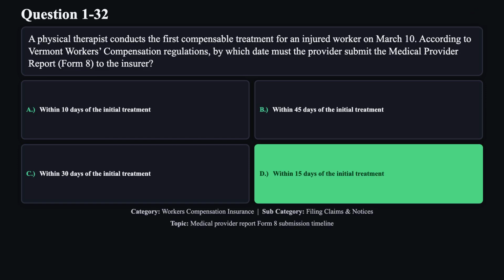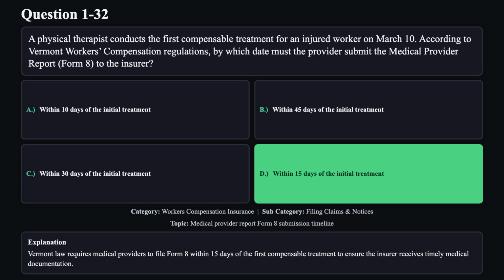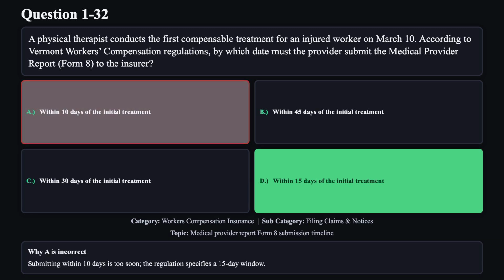The correct answer is D. Vermont law requires medical providers to file Form 8 within 15 days of the first compensable treatment to ensure the insurer receives timely medical documentation. Reason A is not correct. Submitting within 10 days is too soon. The regulation specifies a 15-day window.